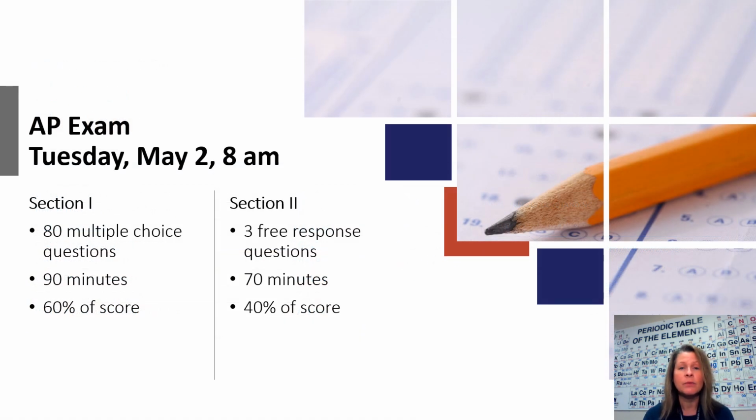And all of this is working up to the AP exam. Our AP exam date is Tuesday, May 2nd at 8 o'clock in the morning. And just to refresh about the format for the exam, it is two sections. It's 80 multiple choice questions, and students will have 90 minutes to complete that. That will be 60% of their score.